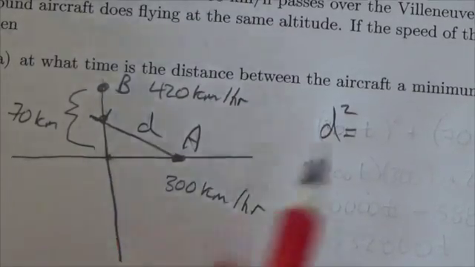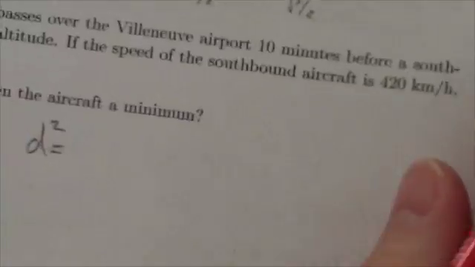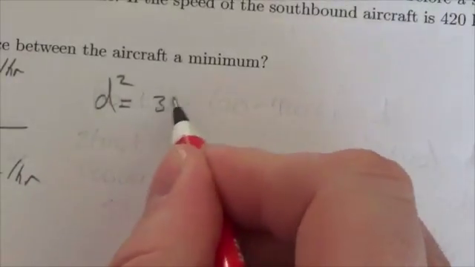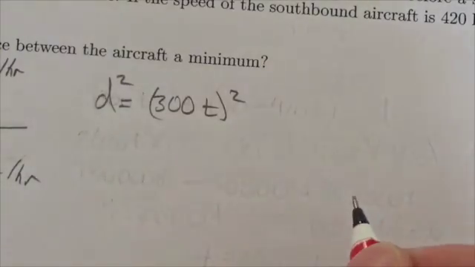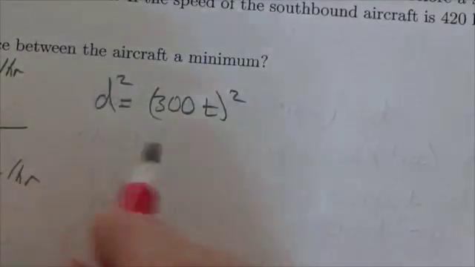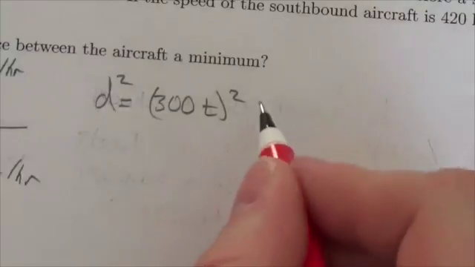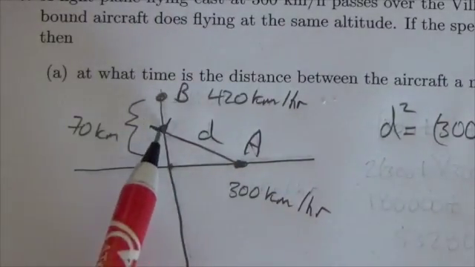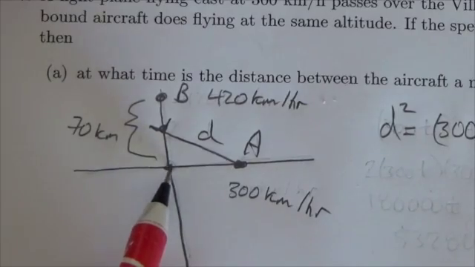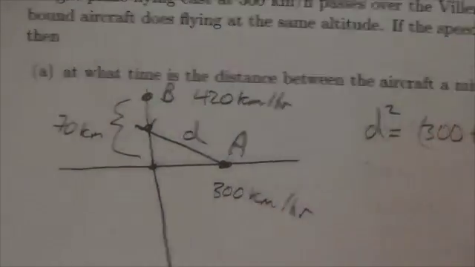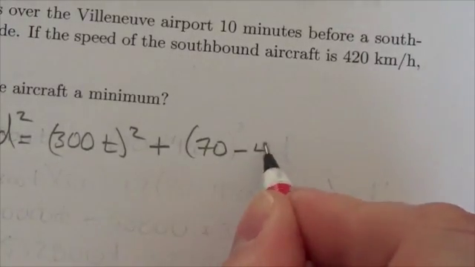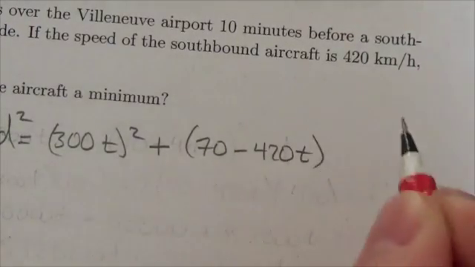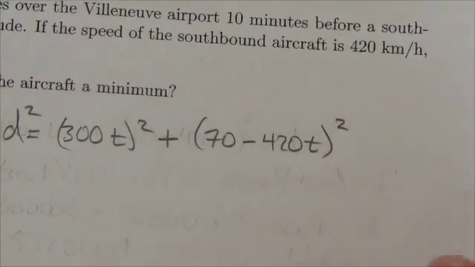Anyway, the distance between them squared is going to equal the distance that plane A goes. In any given time, A is going to go 300 kilometers an hour times time, and we'll square that, to complete the Pythagorean theorem, plus the distance that plane B is from the right angle here. And that's going to be 70 kilometers minus 420 times time, and that will also all be squared.